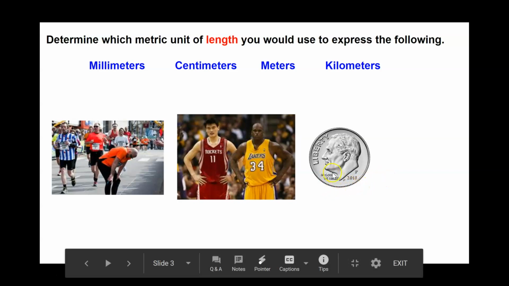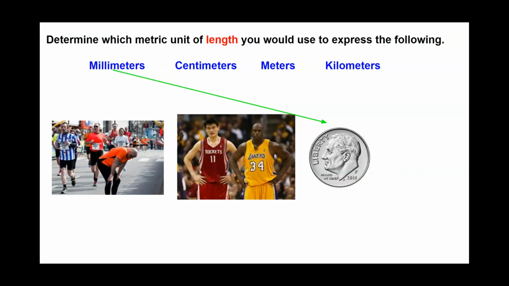So we're going back and forth with centimeters and millimeters. So this one will be millimeters. A dime is a lot smaller. It's probably the smallest coin that we have. I think a dime is smaller even than a penny, right? It's definitely smaller than a nickel and a quarter. So a dime is really the smallest one.